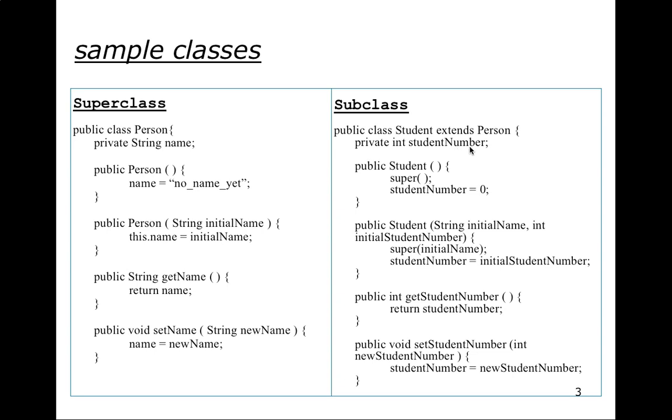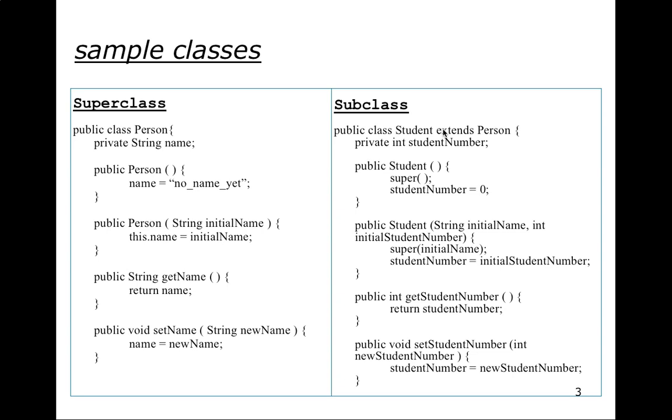Over here we have a subclass, so it's below person. So person would be the superclass. We know it's a sub because student extends person. And this is all your inheritance right here. So we have public class student that extends person. So every student is also a person, and that's the is-a relationship.